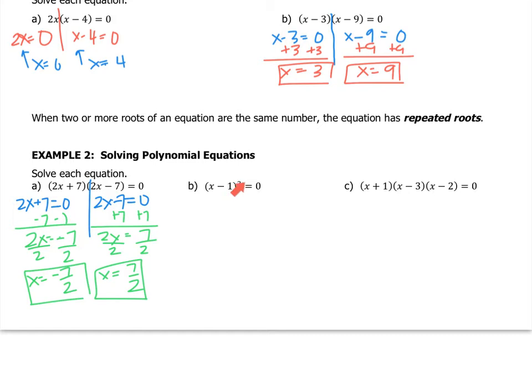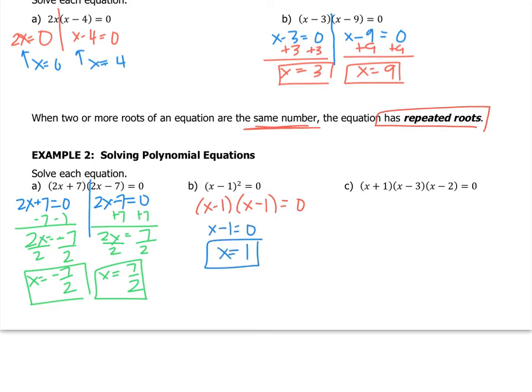Now for this one, you have two x minus 1s. So in theory, you could write it as x minus 1 times x minus 1. But nobody does that. That's what this is saying, but you don't have to solve it twice. You just say it once, and then up here it tells you it's called a repeated root, where you have the same number. So the only answer is 1 because they have the same answer.